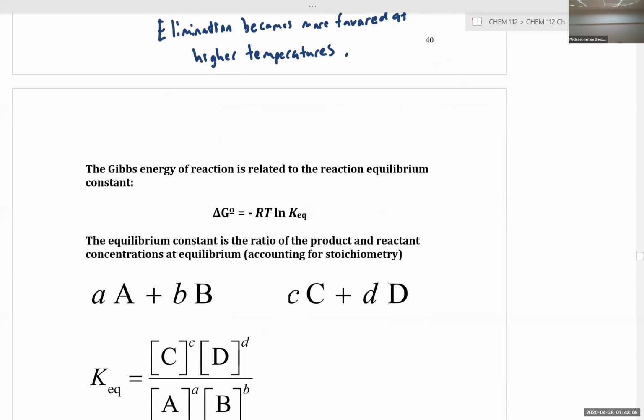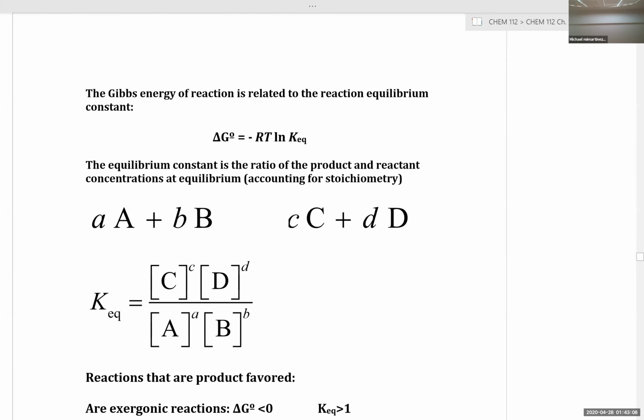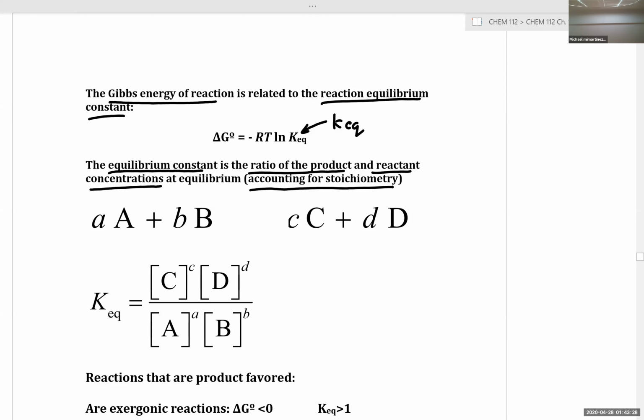Okay. So the Gibbs energy of reaction is related to the reaction equilibrium constant, which we call K equilibrium. And reviewing from 102, the equilibrium constant is the ratio of the product and reactant concentrations at equilibrium, accounting for stoichiometry. Okay?